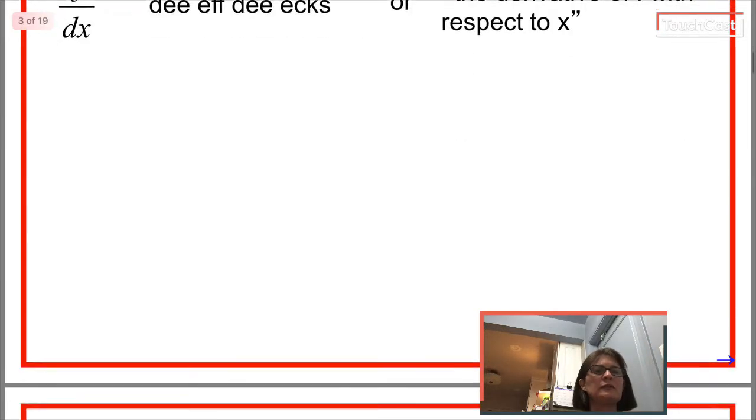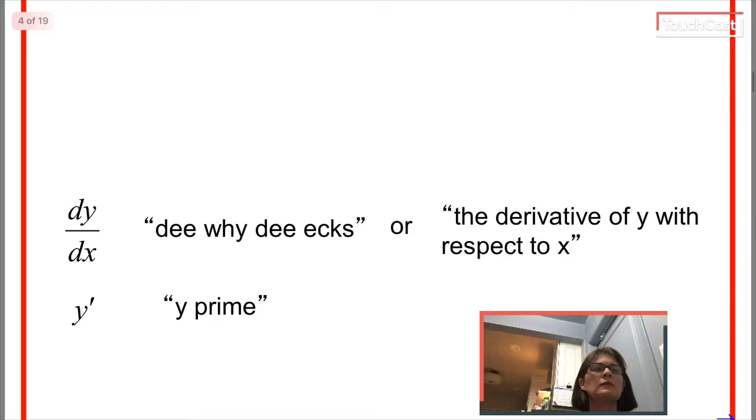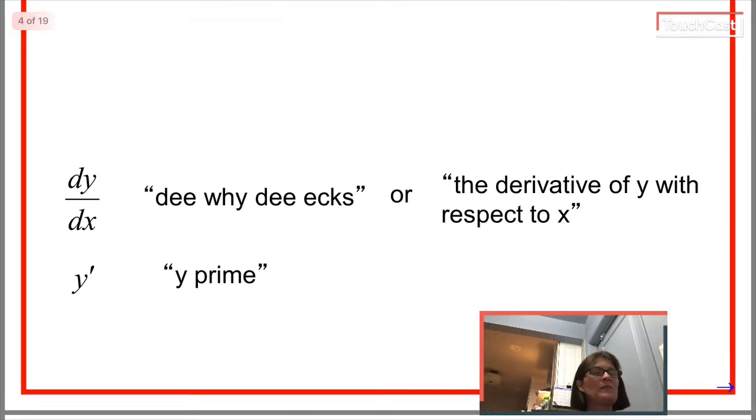Some other notations we could use. dy dx, since f of x is function notation, that letter we use, f, implies the outputs. Well, y also implies the outputs. So you might instead say dy dx. This is actually the second most common one you'll see. Again, we can also say the derivative of y with respect to x. Or we might just say y prime would be the derivative of y.